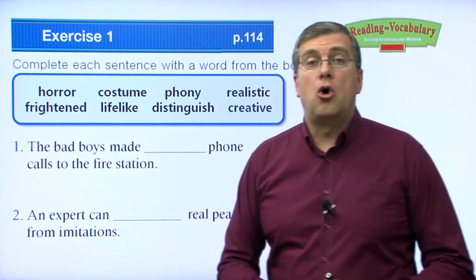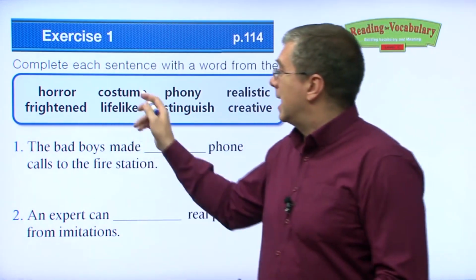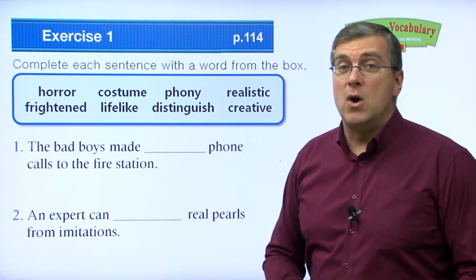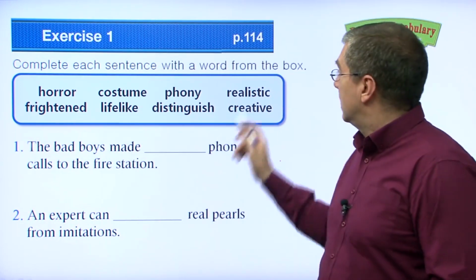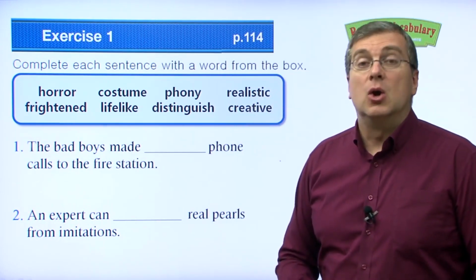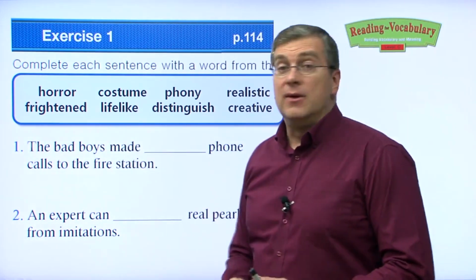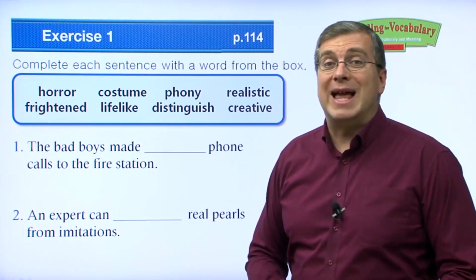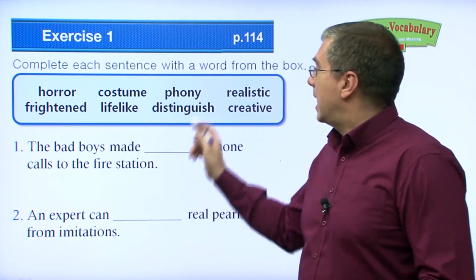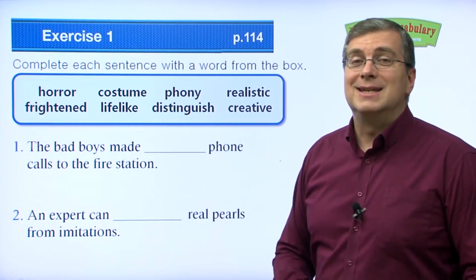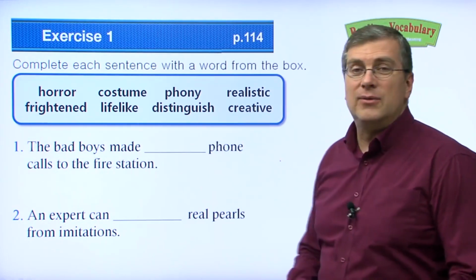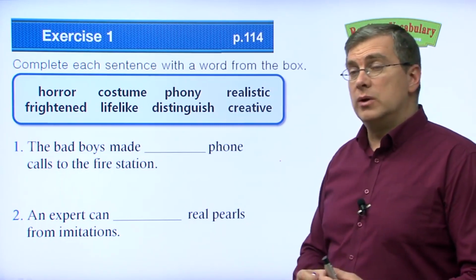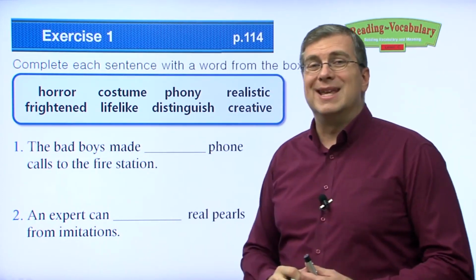First, we have horror. Next, costume. Next is phony. Next, we have realistic. Next is frightened. Next is lifelike. And distinguish. Finally, we have creative. Okay, those are the words in the box. Let's see where they go in the sentences.